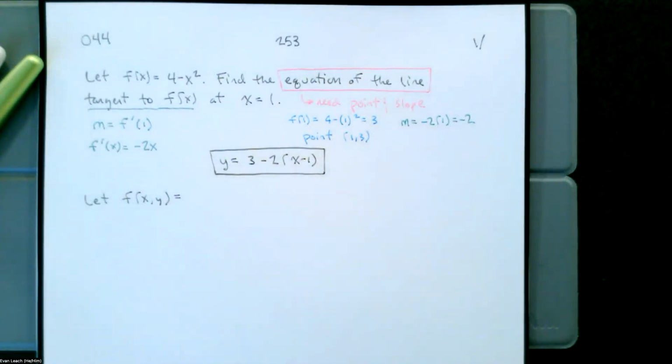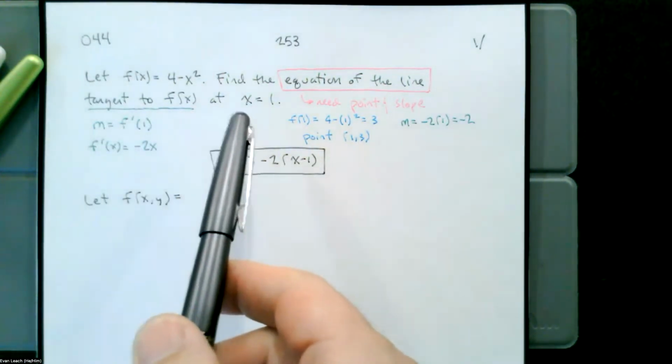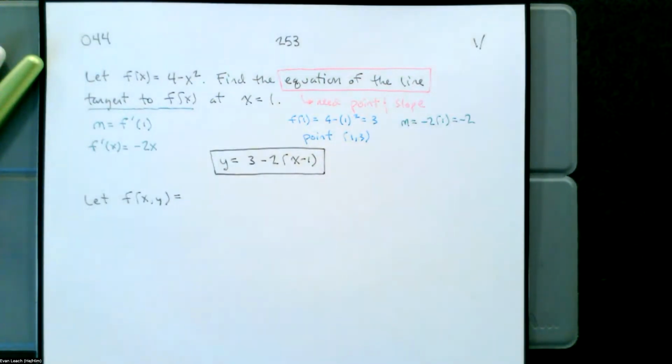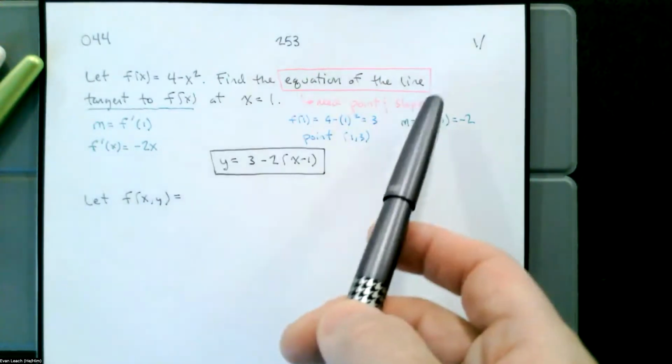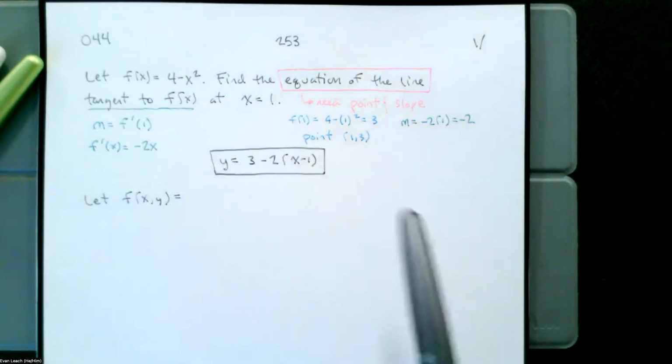What else has to change? Yeah, exactly. The other thing that's going to have to change: I said tangent to f of x at x equals 1. That's going to have to change as well. Because if I have a function of two variables, saying at x equals 1, you're just sitting there waiting for the next piece to show up. So I'm going to have a function of two variables. I want to say find the equation of the plane tangent to f of x, y at 1 comma, and then I have to have another point.